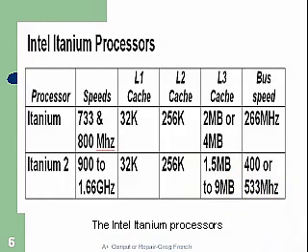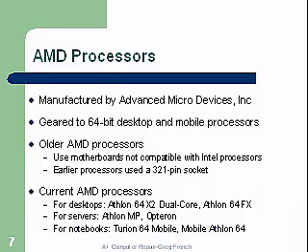AMD processors, manufactured by Advanced Micro Devices Incorporated, geared to 64-bit desktop. Now, AMD was kind of the pioneer for the 64-bit, and with their mobile processors, they took away the performance lead from Intel for quite a long time and started taking a lot of market share away from Intel. Older AMD processors use motherboards not compatible with Intel processors.